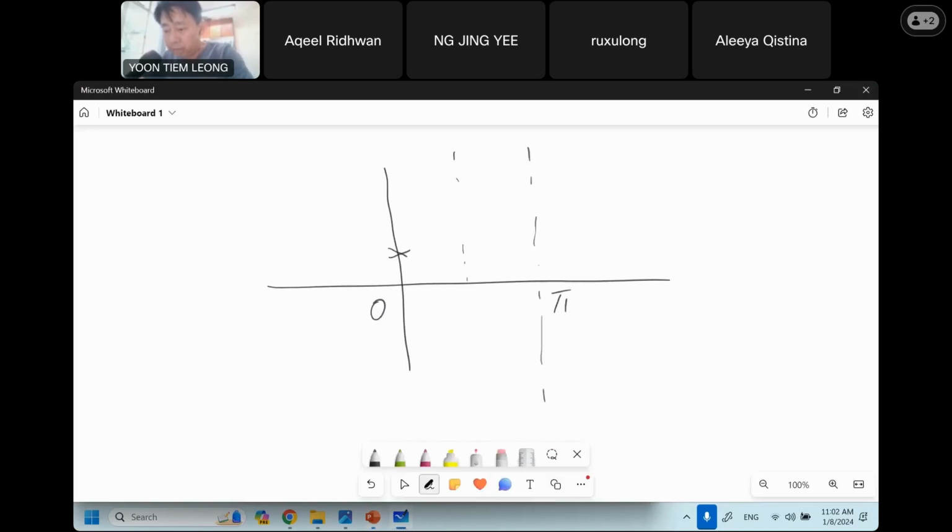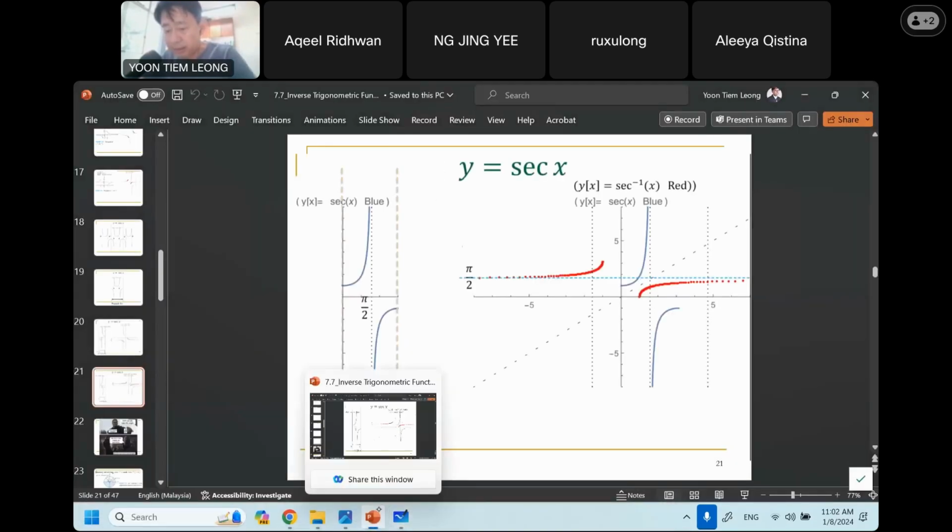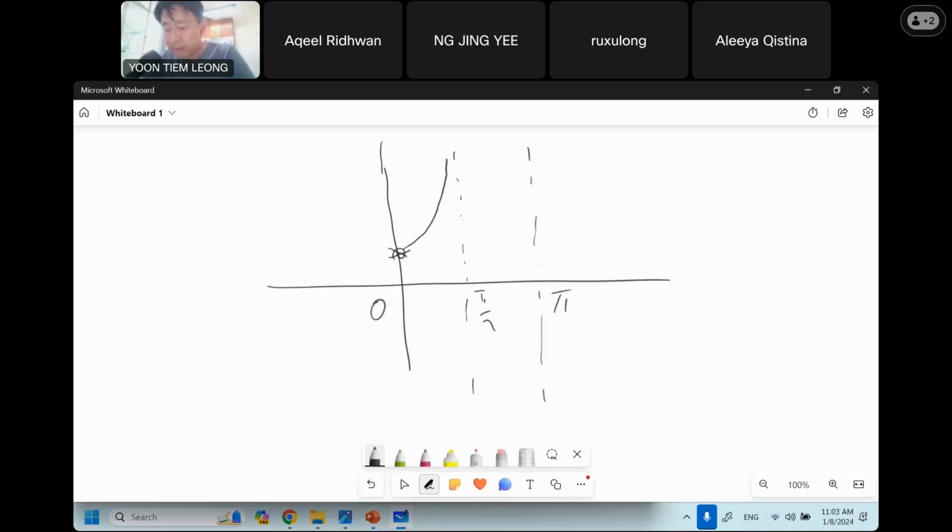At the point of pi over 2, the secant function actually has an asymptote, and it goes to positive infinity. Then it goes to negative infinity when you approach it from the right to x equals pi over 2. So these are the restricted secant function for x restricted to between 0 and pi, and x would not be equal to pi over 2.